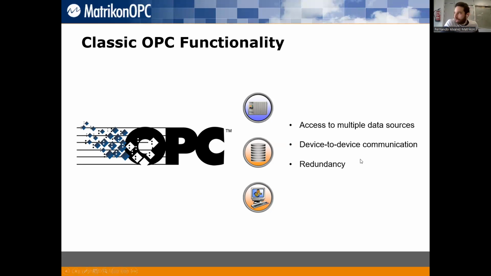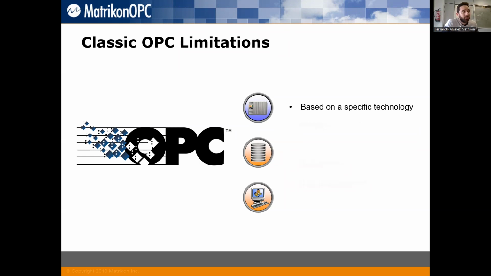We can handle redundancy, okay? We can have redundant architectures. We can have projects where the data is critical, and we can build redundant architectures. All these functionalities can be solved with the OPC Classic technology. And of course, this is a communication standard that was created more than 20 years ago. So of course, it has some limitations, right?